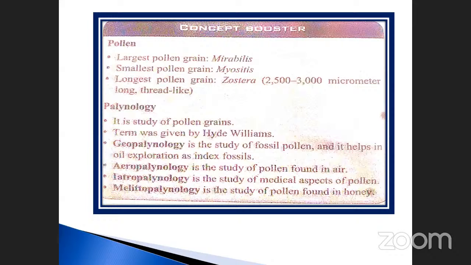Largest pollen grains, Mirabilis, already yesterday we discussed. Smallest pollen grains, Myosotis. Both are measured in mm. At the same time, Myosotis is the smallest one. Longest pollen grain, Zostera, 2500 to 3000 micrometer, a thread-like structure, also called a ribbon-like structure. I will show you. And palynology, what is the meaning of palynology?